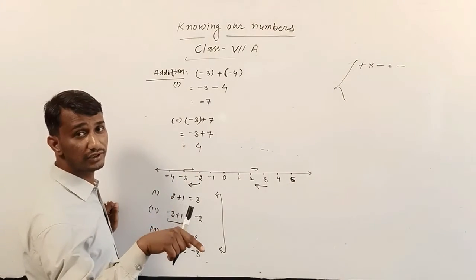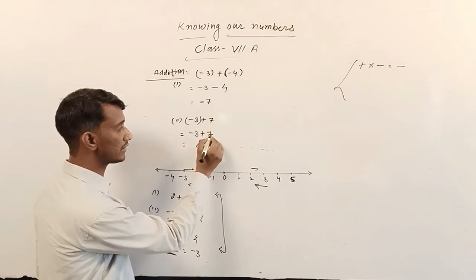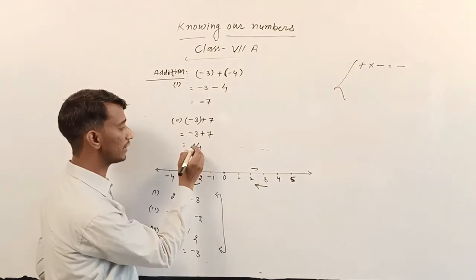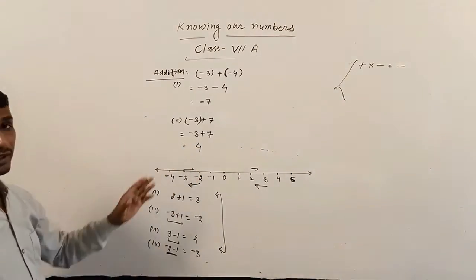And which sign do we put here? According to the greatest number. The greatest number 7 has a positive sign, so you write positive. But the positive sign we didn't write. Okay.